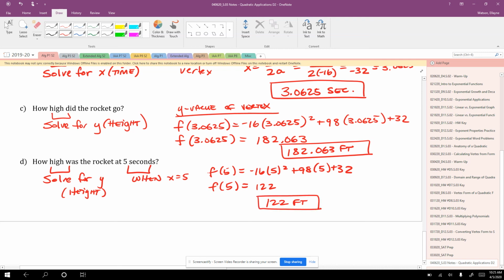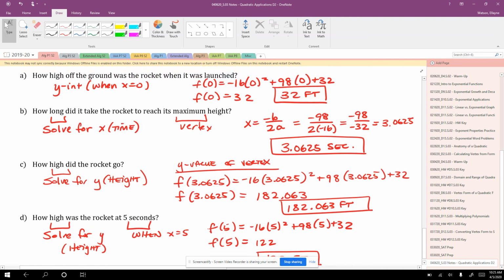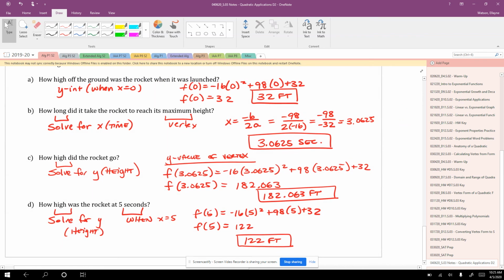And that tells us a pretty good story, right? It tells us where it started, it tells us where it reached its maximum height, and then one other point on the graph.